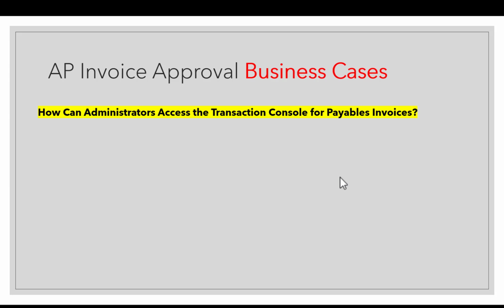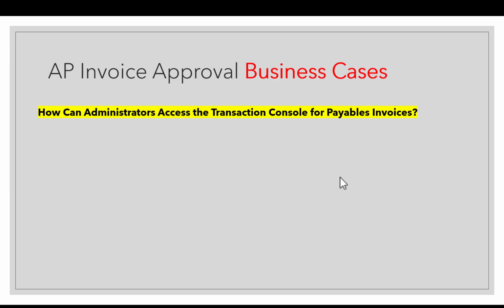How can administrators access the transaction console for payables? What is the transaction console? Now I make an invoice. I need to check the status because the business user will come back to me and say this invoice did not go to my supervisor, it did not go to the finance manager, it did not go to the approval group, whatever.